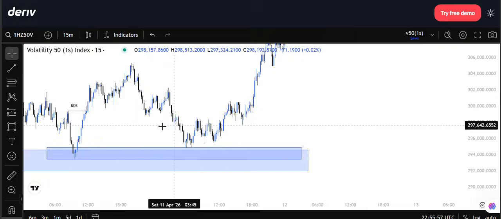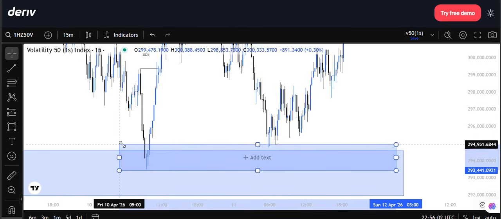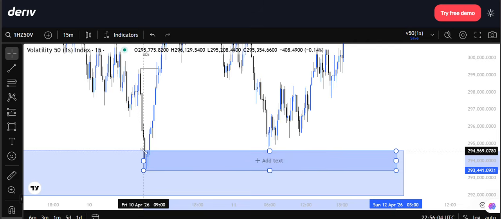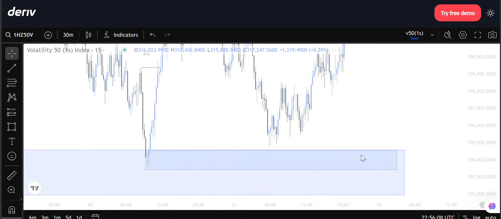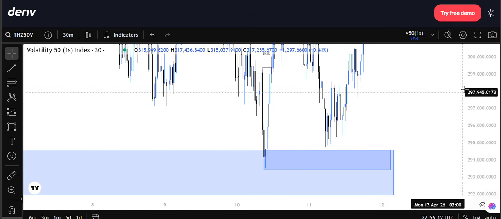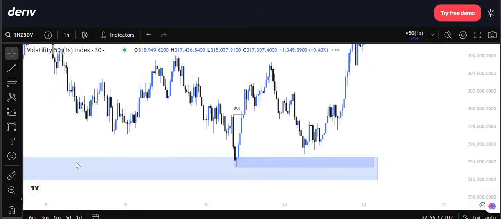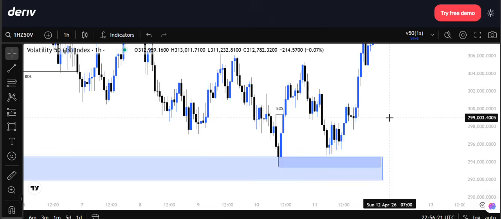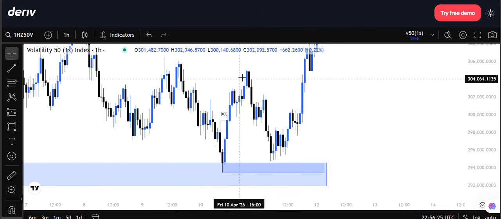Looking at this in the 15-minute time frame, we see that price actually did not mitigate this zone in the 15-minute time frame. But if we look at it in the 1 hour time frame, okay, now coming to our 1 hour time frame here, price tapped into our zone, it broke structure to the upside.